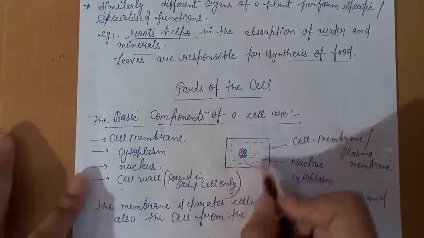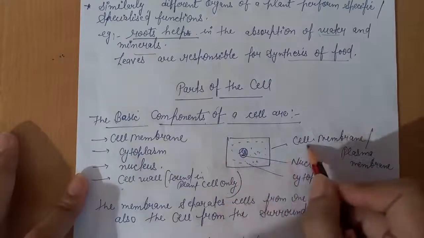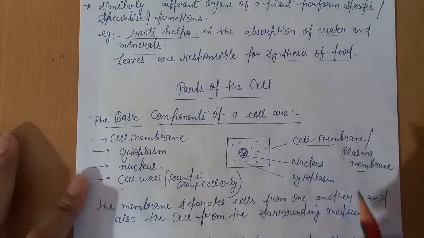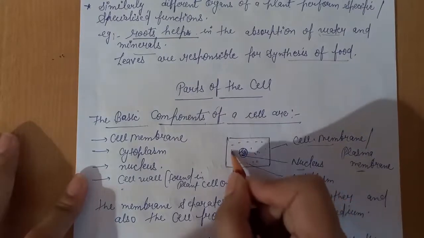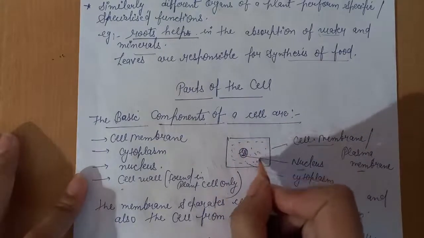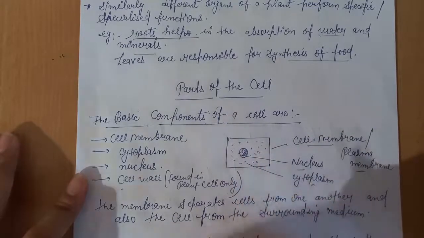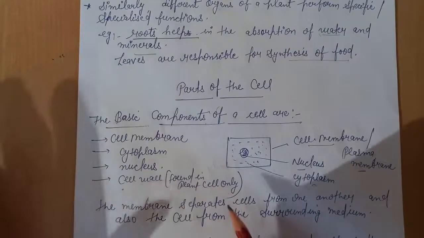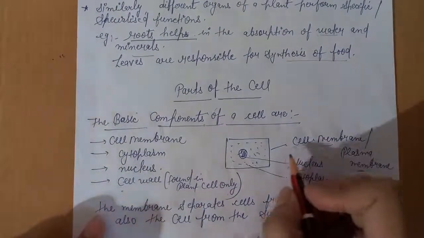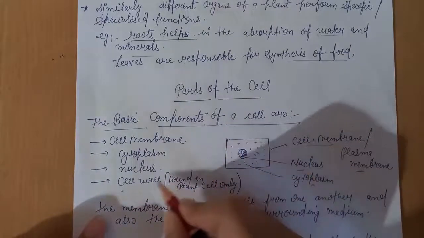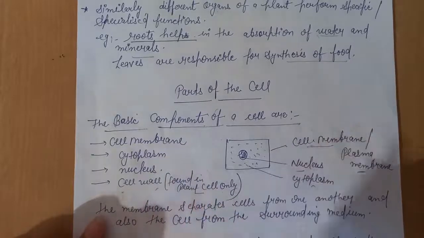This is a cell and this cell is covered by a membrane. That membrane we call the cell membrane or plasma membrane. In the center part of the cell, the nucleus is present, and the jelly-like or fluid-like substance present between the nucleus and cell membrane we call cytoplasm. And in a plant cell, an additional covering outside the cell membrane is also found, which we call the cell wall, found only in plant cells.